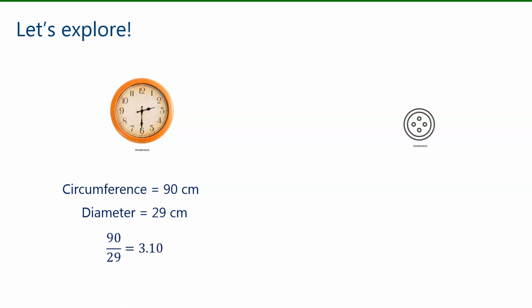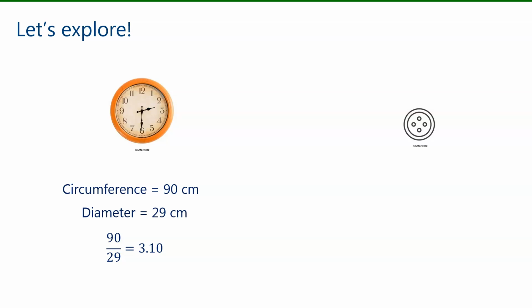Now when I did that, I found the circumference to be 90 centimeters. Now I need to measure the diameter. That's the line that goes right across the middle of the circle, passing through the center. So I lined up my ruler between 9 o'clock and 3 o'clock, and I got the diameter to be 29 centimeters. Now when I divide the circumference by the diameter, I got a value of about 3.10. So that's the estimate for pi.